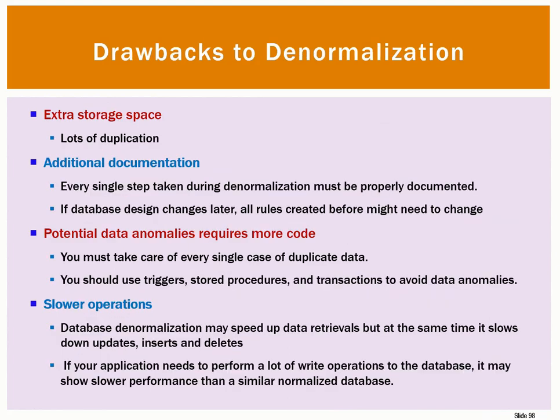Denormalization again can speed up some of your queries, but it's not without its drawbacks. You're going to have lots more storage space because you're duplicating data. You better be very careful and document every time you've denormalized, because if your database changes, you may have to change all of these rules and all this code. And the fact that you have all this duplication means you have lots of chances for data anomalies to occur. That's going to require you to have more code, and you have to take care of every single case of duplicate data. And you're going to have to use triggers, stored procedures, and transactions to avoid data anomalies.